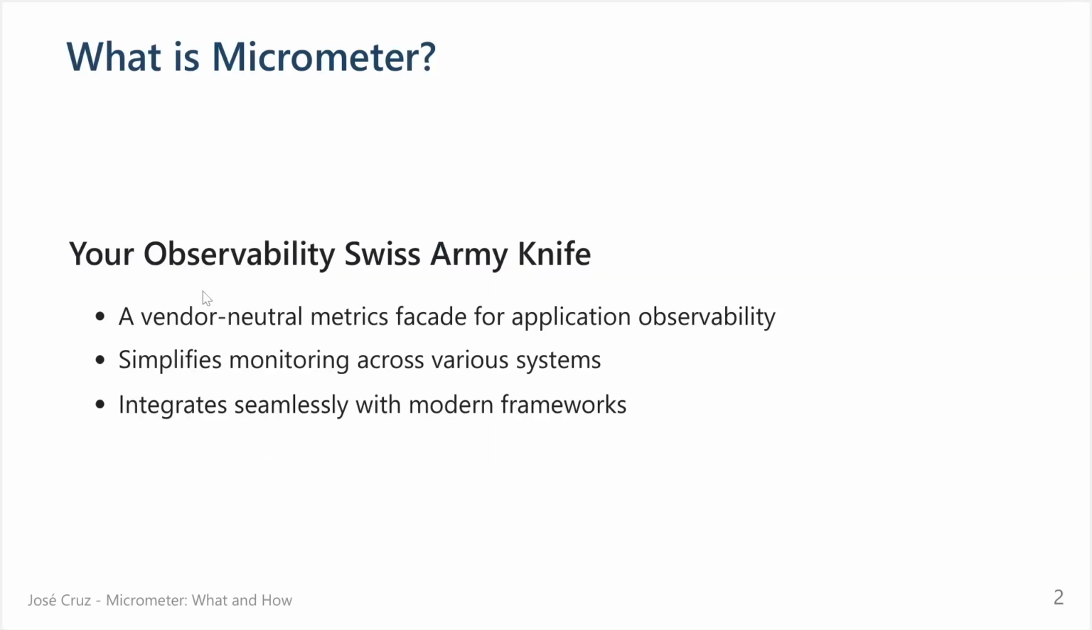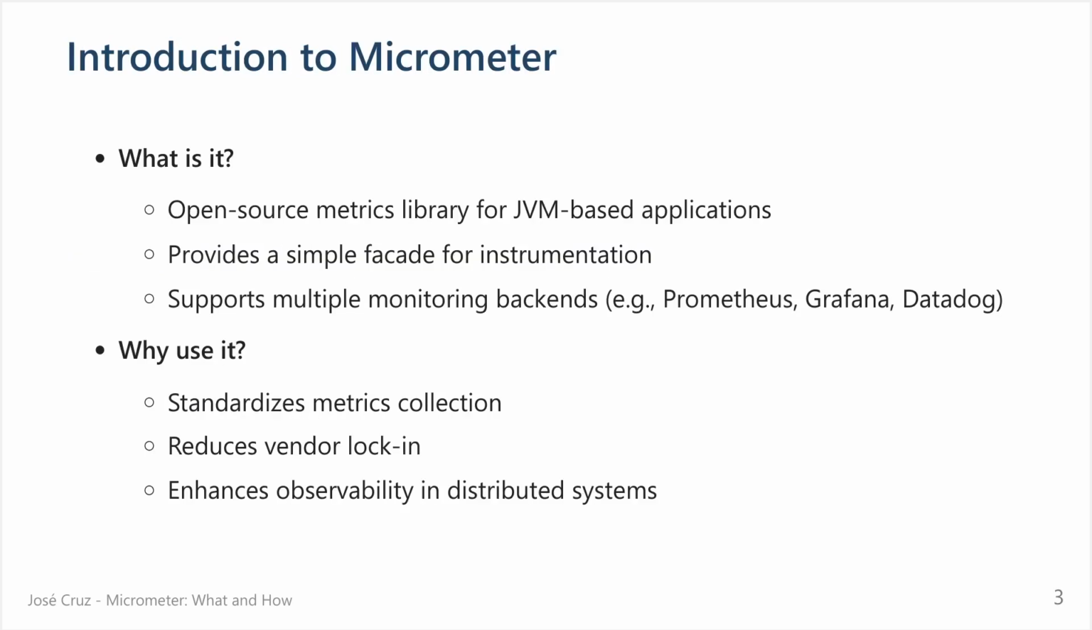What is Micrometer? It's your observability Swiss Army knife. A vendor-neutral metrics facade for application observability, as I said previously, and it simplifies monitoring across various systems. Monitoring metrics, not logs or, for instance, trace. These are handled by different applications. So let's do a quick introduction to it.